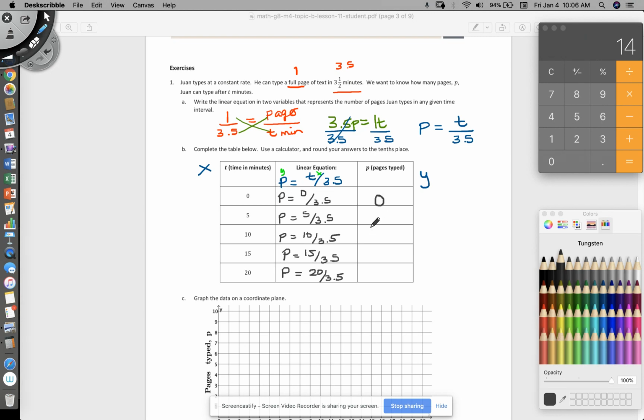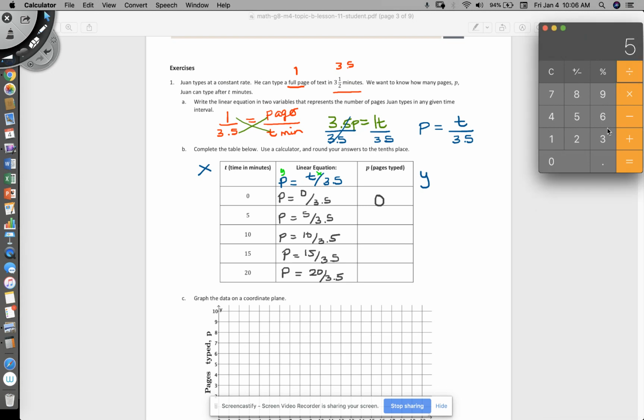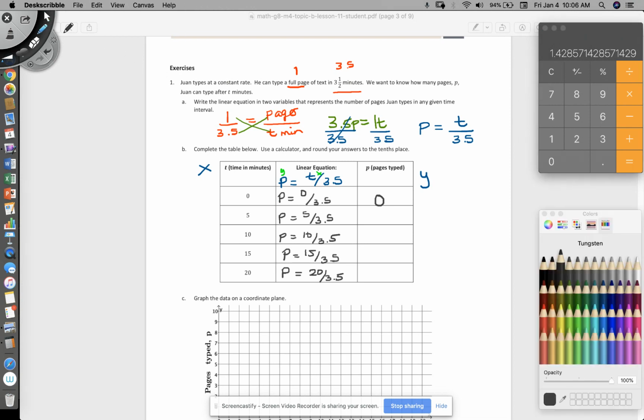All right, now by 5. So we're going to say 5 divided by 3.5 equals 1.428, this huge long thing. Okay, I like to say give me 2 numbers after the decimal, but in this case, because we're going to be graphing on a coordinate plane, I would just stick with 1 number after the decimal. The 2 does not round that 4, so we're just going to keep it at 1.4.